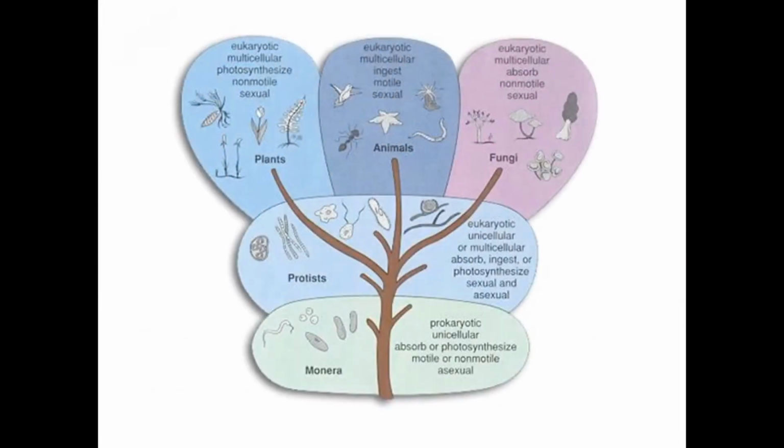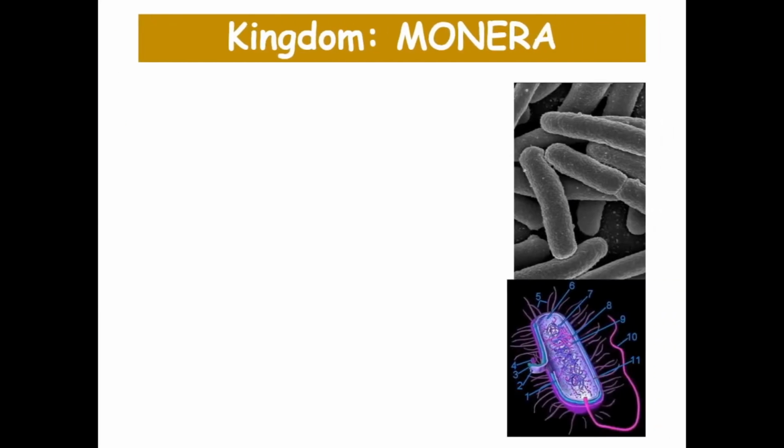In the first slide, you can see a diagram that shows us a brief explanation about 5 kingdom classification. You can see the name of each kingdom as well as the characteristic for each of it. Now we want to learn about the first kingdom, which is Monera. Monera is a prokaryote. It is a unicellular organism.